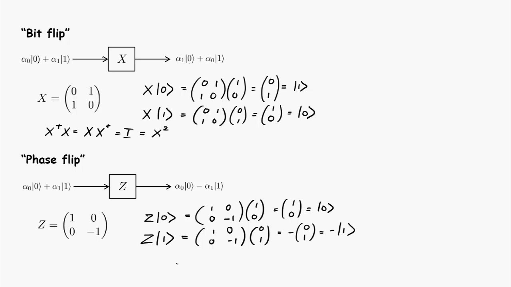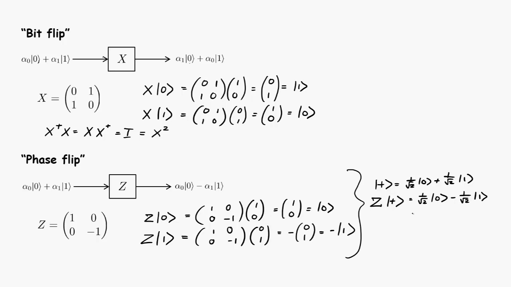Okay, there's something interesting to say here. Suppose you start with the plus state, which is 1 over square root 2 times 0, plus 1 over square root 2 times 1. What does Z do to it? The phase flip gate acting on this gives us 1 over square root 2 times 0, minus 1 over square root 2 times 1, which is the minus state. And similarly, you can verify that Z changes minus to plus.